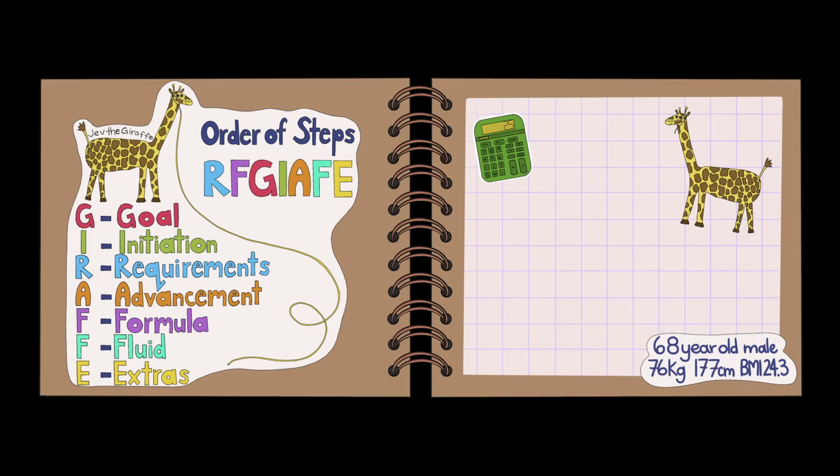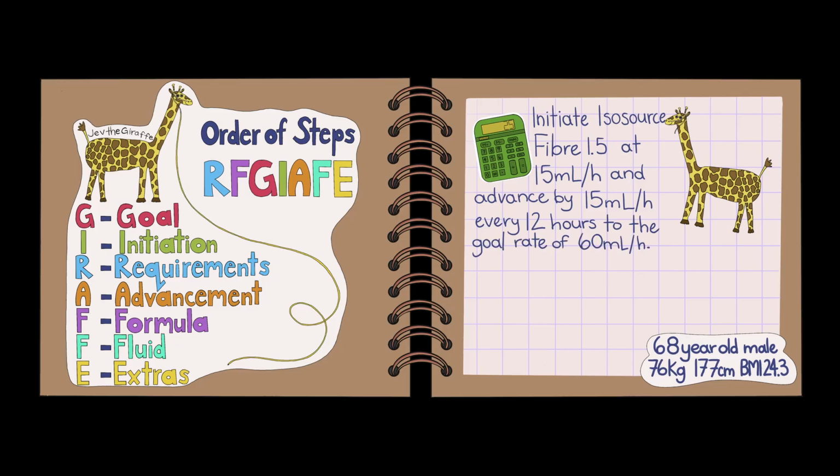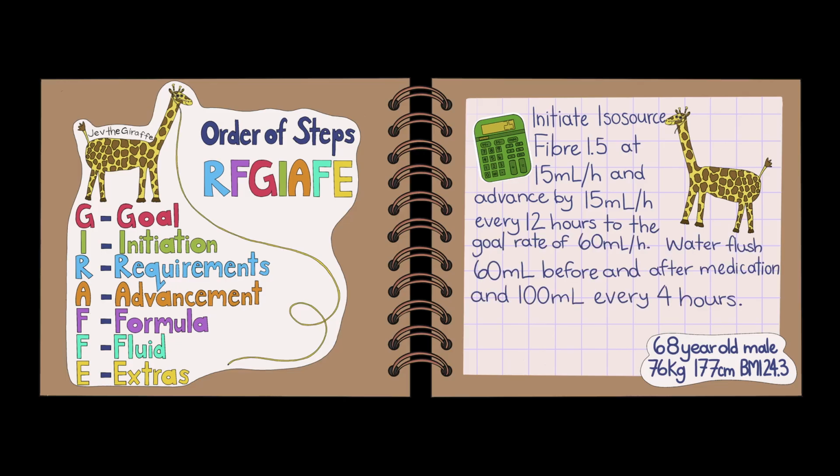For our patient, this will say, initiate Isosource Fiber 1.5 at 15 mils per hour and advance by 15 mils per hour every 12 hours to the goal rate of 60 mils per hour. Water flush 60 mils before and after medications and 100 mils every 4 hours. That's it. That's how I use the tube feed giraffe to make sure that I have all the components of the order.